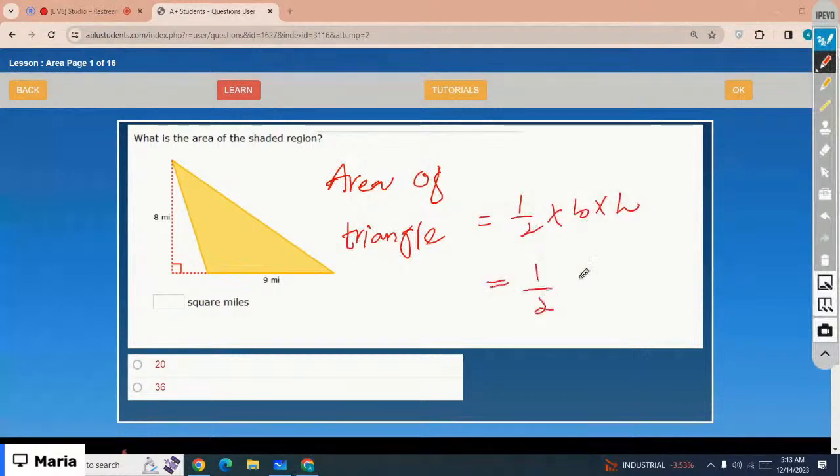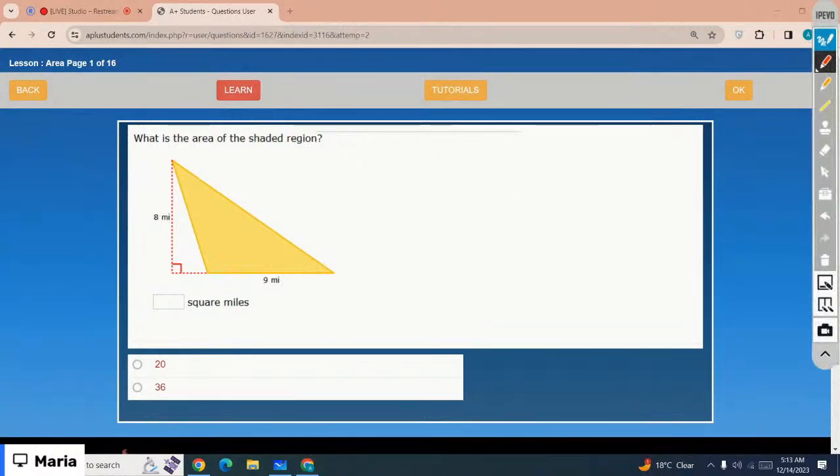So you have base is 9 and height is 8. Half times 8 is 4, and 9 times 4 equals 36 square miles, right? So that is option number 2. The correct option is option number 2, that is 36 square miles. Very good.